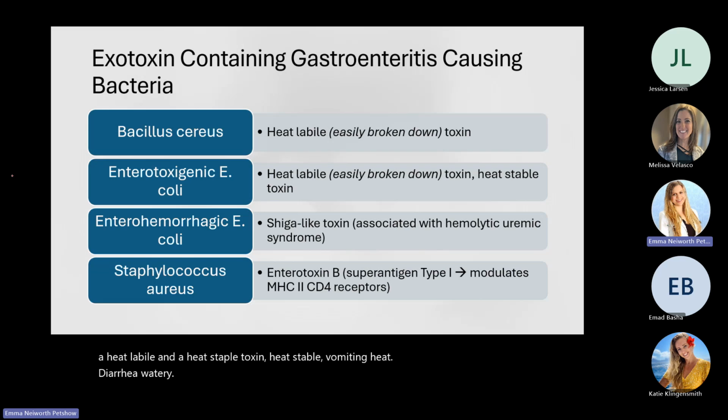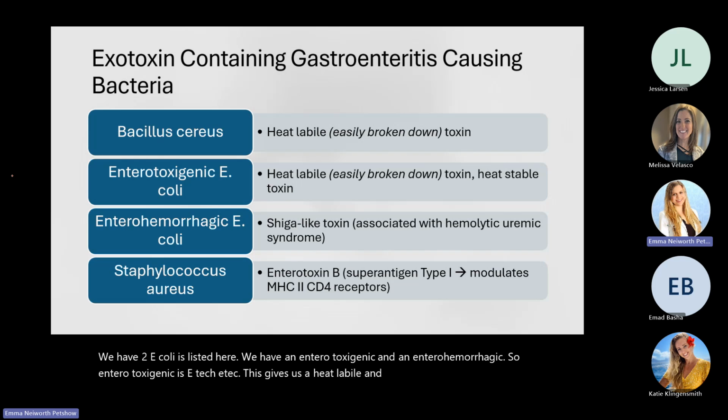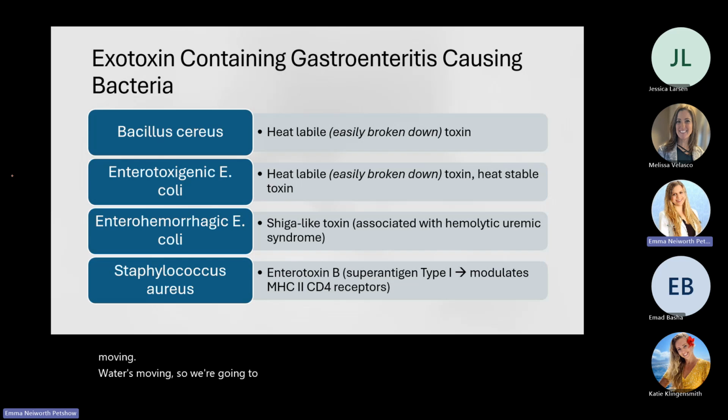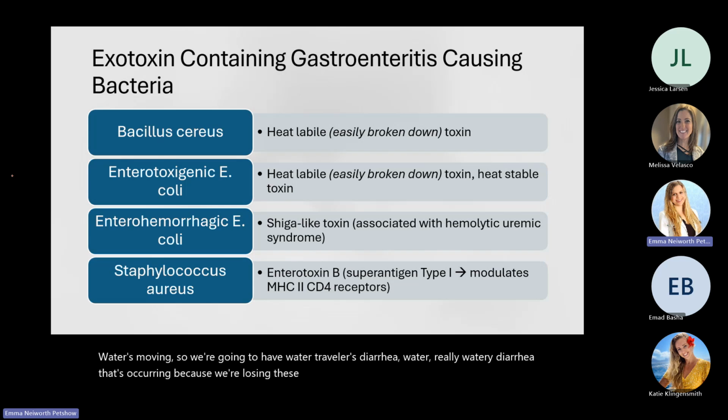We have 2 E. coli listed here: an enterotoxigenic and an enterohemorrhagic. Enterotoxigenic is ETEC, E-T-E-C. This gives us a heat labile and a heat stable enterotoxin that increases either cyclic AMP or cyclic GMP. Either one of those is going to drive chloride to move out of the cell into the lumen. And if chloride's moving, sodium's moving. If sodium's moving, water's moving. So we're going to have traveler's diarrhea, really watery diarrhea, because we're losing these chloride ions, losing this salt, losing this water.